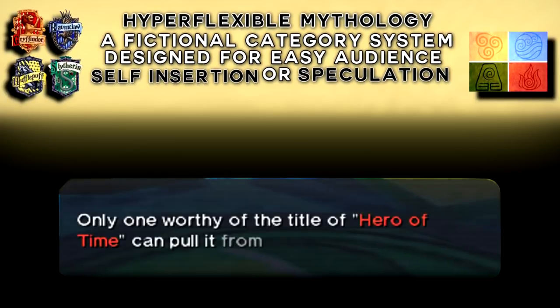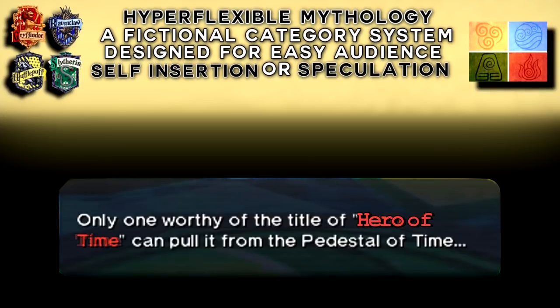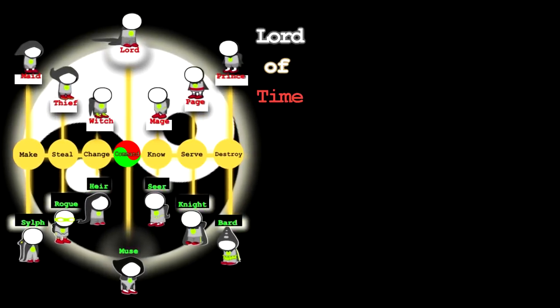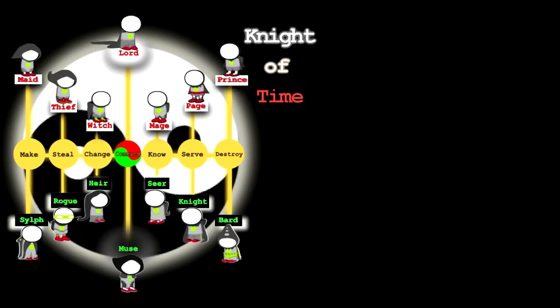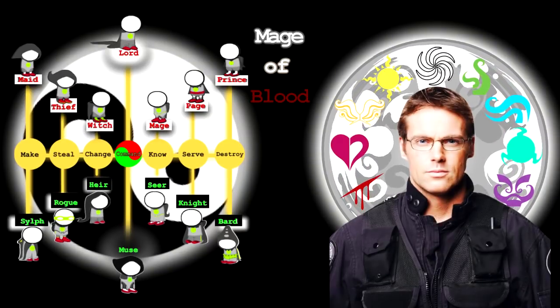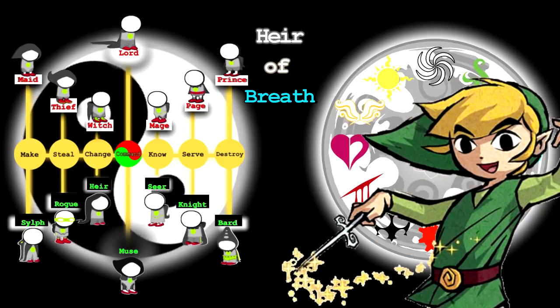The hero titles are a hyperflexible mythology system based on the iconic Hero of Time structure used to describe Link in Legend of Zelda: Ocarina of Time. Consisting of 2 Master and 12 Standard classes that combine with a system of 12 aspects, a player's classpect tells you about their personality, innate tendencies, and broad power sets.